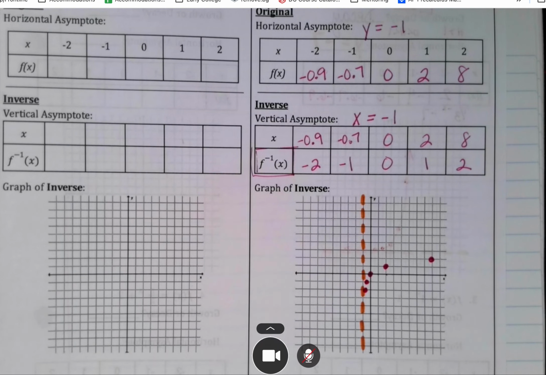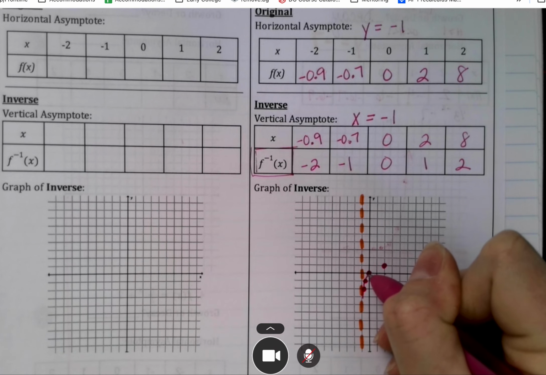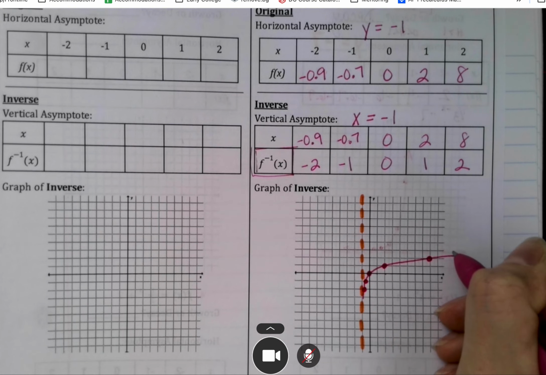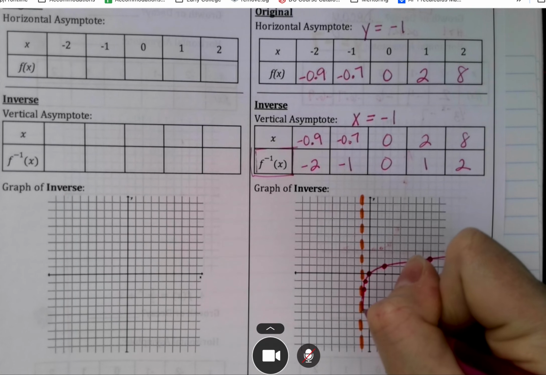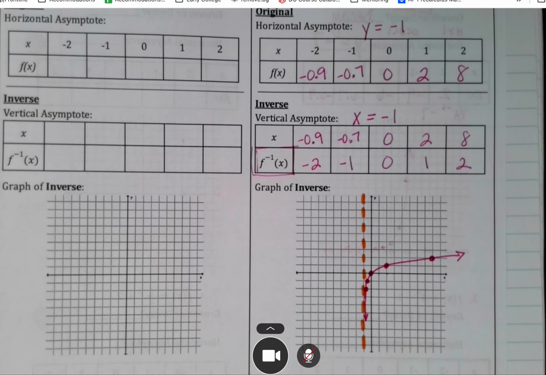So my inverse of the exponential, or this logarithmic graph, will look like this, and this side will get really close to that vertical asymptote, but it's not going to touch it or cross it. So hopefully that helps. You got one of each, so you can practice the 2.0 and the 3.0.